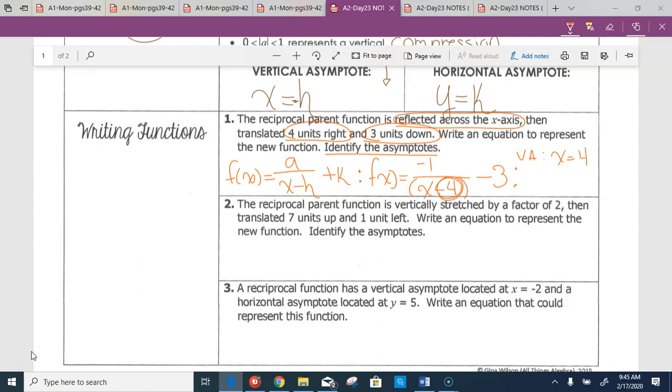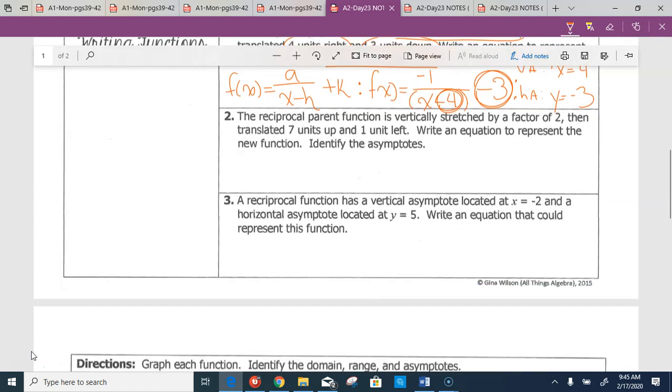And then my horizontal asymptote, let me write it up better. My horizontal asymptote, HA, begins with y equals, and that's whatever I am adding or subtracting outside of the fraction. And that would be minus 3. Those 2 lines will become more important on the back side when we start graphing these. They set up the boundaries of your graph. Now let's go ahead and move on.